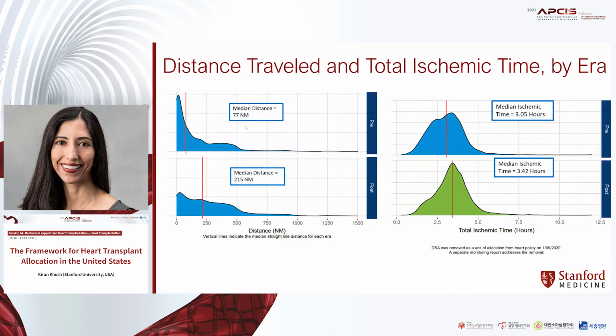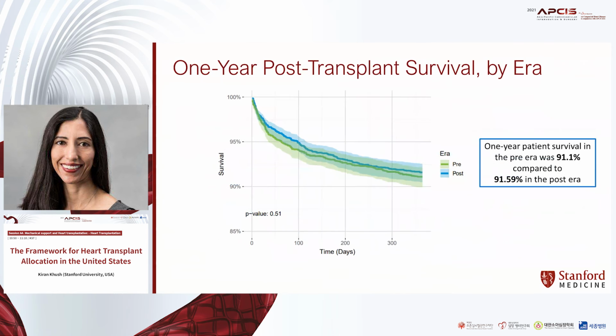As we can see here, the median distance traveled by the donor heart has increased from 77 to 215 nautical miles. And along with that, the median ischemic time has increased from 3 to 3.4 hours. So there's a lot of concern that we're transplanting sicker patients, patients on temporary mechanical support, and the hearts have a longer ischemic time. So there's concern that post-transplant outcomes would be worse. Fortunately, this is not the case.